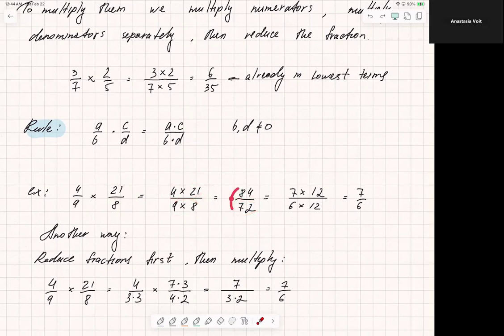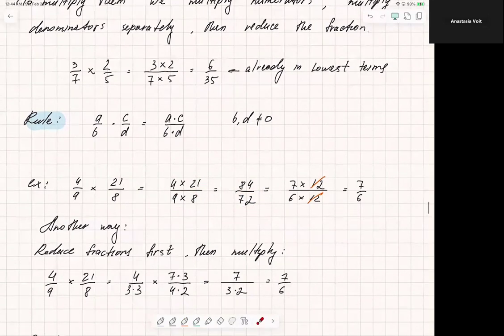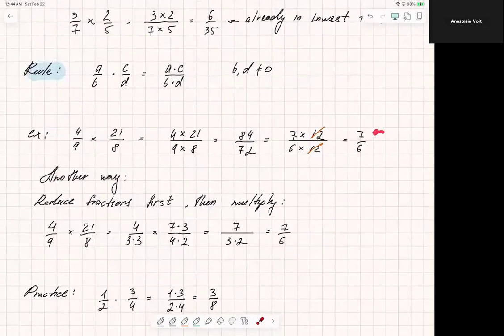Now we know that both of these numbers are divisible by 12, right? So we can write it as 7 times 12 over 6 times 12. Now we can cancel 12 because they both match in the numerator and denominator. So we are left with only 7 over 6. And that would be in the lowest terms.